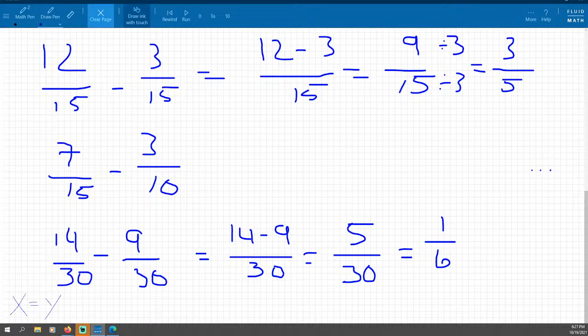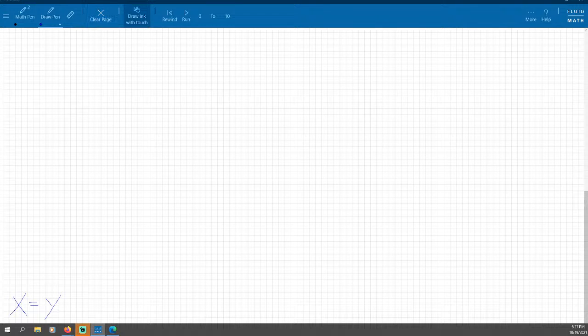So I'll do one more of those just so it makes sense. So let's say we have 9 elevenths minus 3/5. So what is the smallest number that both 5 and 11 can go into?